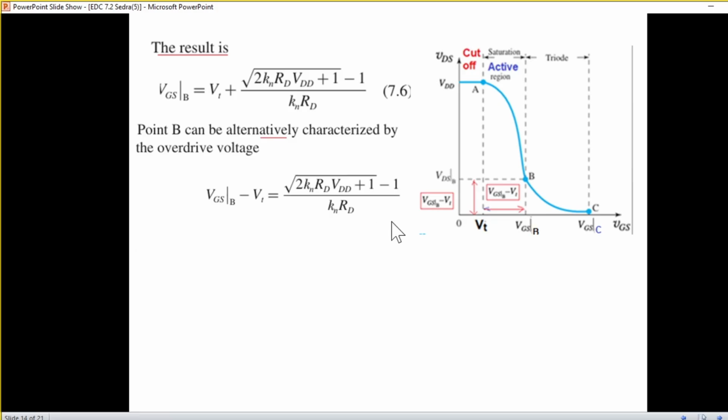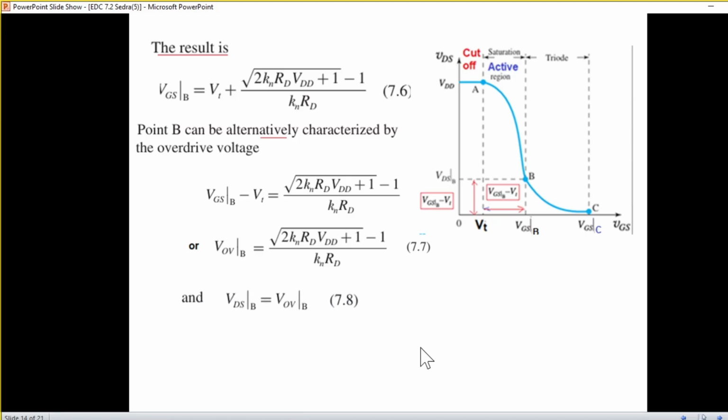There are two alternate ways of writing this. If we move VT to the left-hand side, we get this equation. We can write it that way. I hope you remember that VGS minus VT is also called overdrive voltage, or over volt, VOV. I have explained this point very clearly in one of my videos. VOV is also equal to this, but we'll stick to this formula 7.6 for solving the questions.